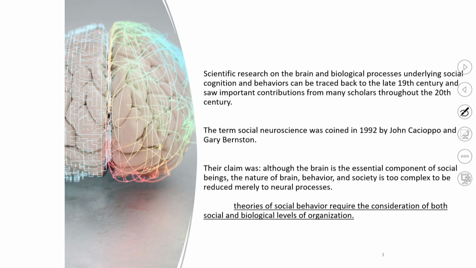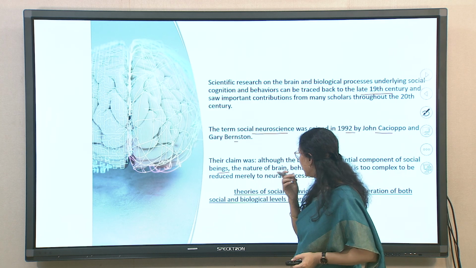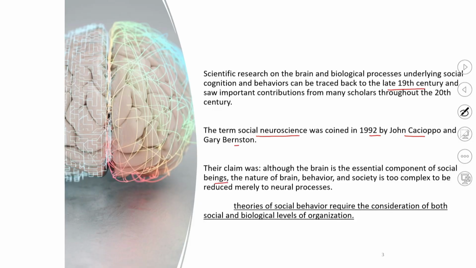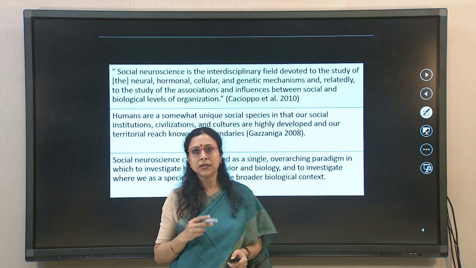Now, scientific research on the brain and the biological processes underlying social cognition and behavior can be traced back to the late 19th century and has seen developments ever since then. The term social neuroscience was coined in 1992 by John Cacioppo and Gary Berntson. The claim was that even though the brain is the essential component of social beings, the relationship between brain, behavior and society is very complex, and hence it cannot be reduced to merely neural processes. Whatever the social being does is not a simple thing, it is a network of multiple things. So, while we are looking at the neural signature of the behavior, we should also look at social behavior. Theories of social behavior require the consideration of both social and biological levels of organization. That is how this field was created.